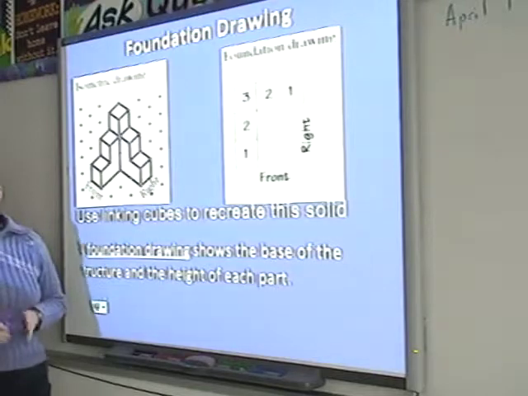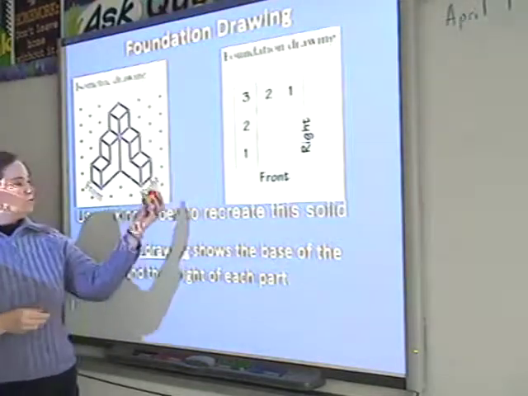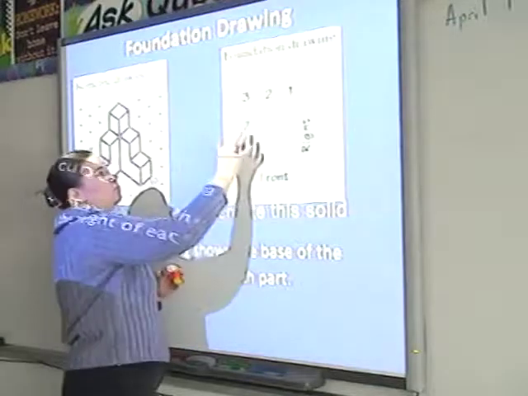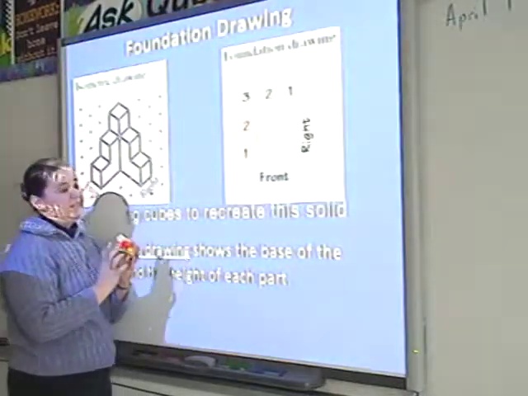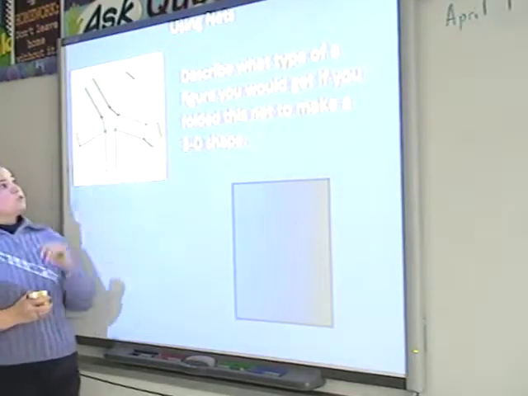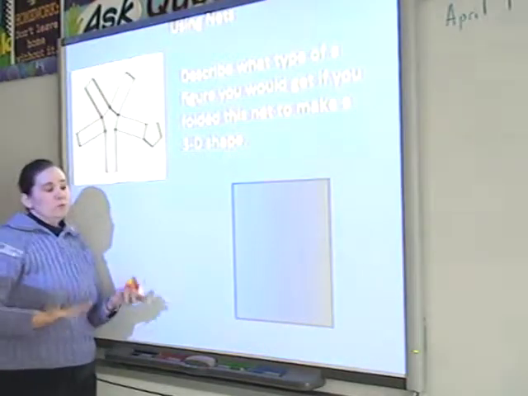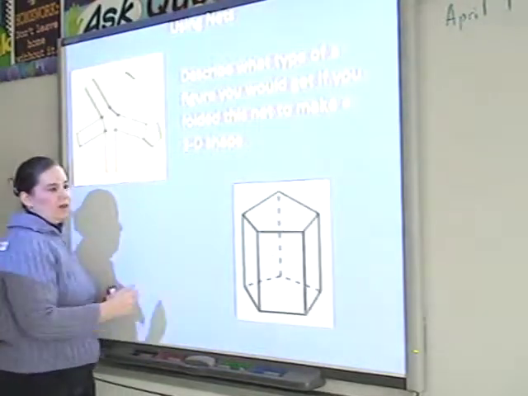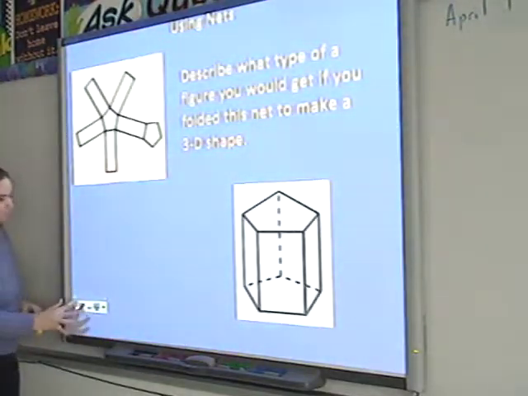All right, here's a foundation drawing, again starting with a cube structure. Foundation drawings are basically the top view, but the numbers indicate how many cubes are in each of the columns. All right, here's a net. Students would describe for me what the net would give me if I folded it together for a three-dimensional figure, and then I would have a hidden solution.